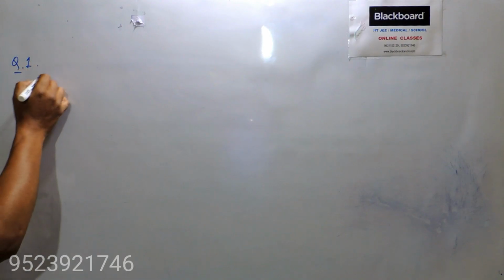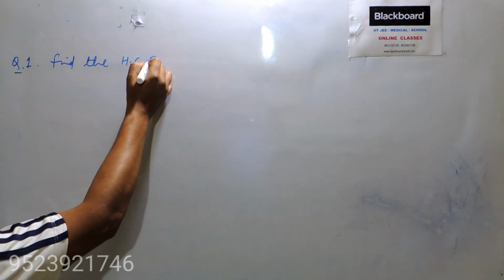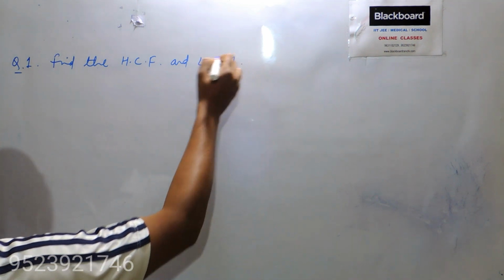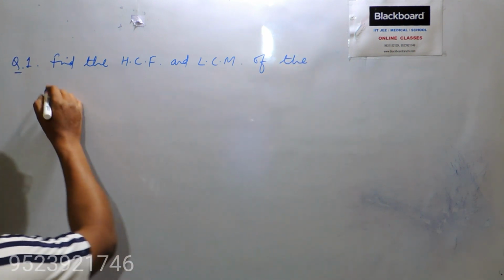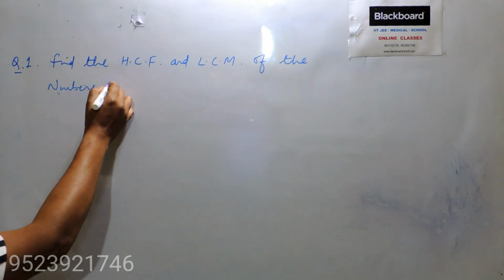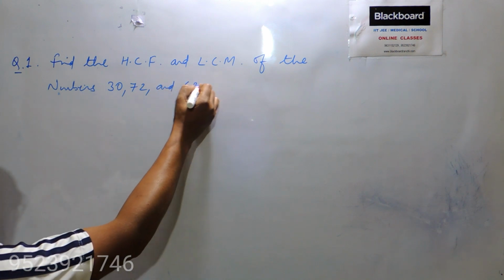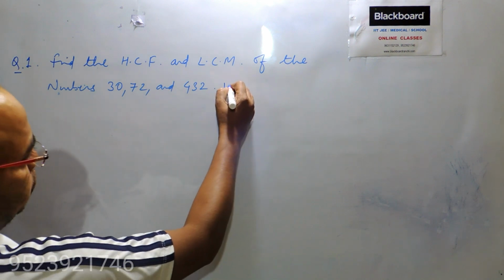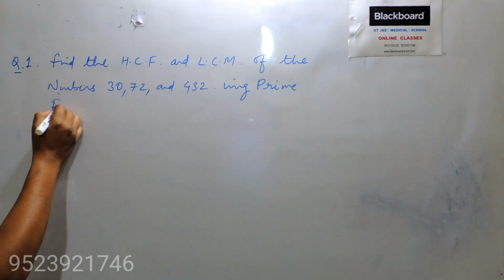Question is find the HCF and LCM of the numbers 30, 72 and 432 using prime factorization method. Using prime factorization method.